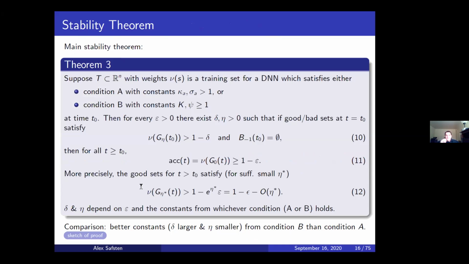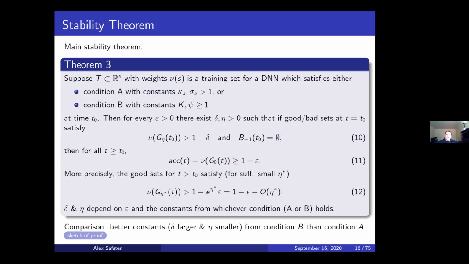So now we are ready to present the main stability theorem. Suppose that we have a training set T with weights nu for a DNN which satisfies either condition A or condition B at time t0, either one. Then for every epsilon greater than 0, there exists delta and eta greater than 0, such that if the good and bad sets at time t0 satisfy that the size of the good set is bigger than 1 minus delta, and the bad set is empty, then for all later times, the accuracy at time t0 is bigger than 1 minus epsilon. So this is almost exactly the notion of stability that we stated at the beginning.